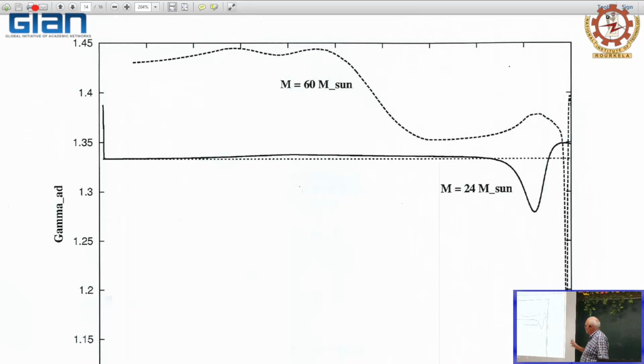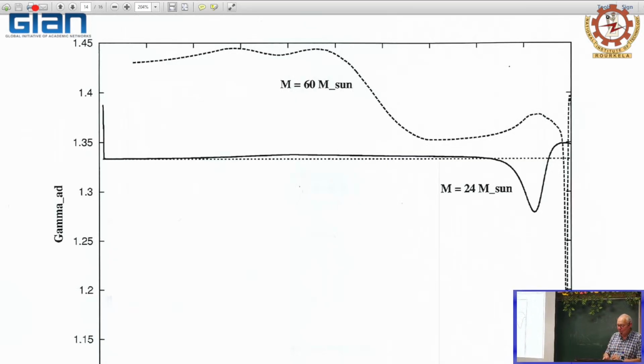Well, on the basis of such diagrams, people even nowadays decide, well, this star has a region where gamma falls below 4/3, so it is unstable with respect to the criterion that the mean gamma should fall below 4/3. Once you take the average of the entire star, you will find it's no longer true. And the argument that in the helium ionization zone you have a value of gamma below 4/3, and this drives the star unstable, is simply not true.